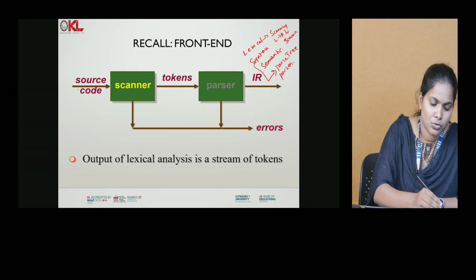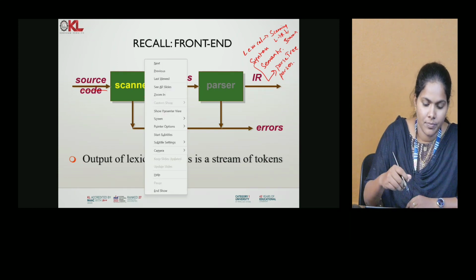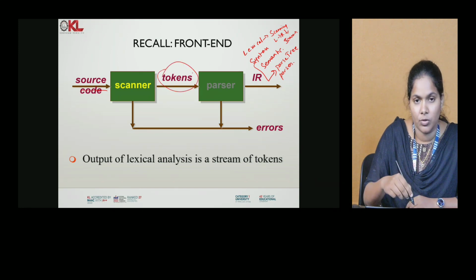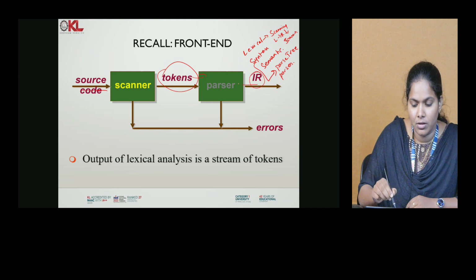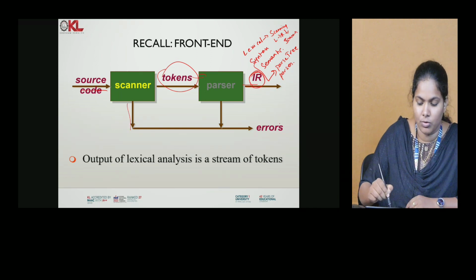So the source code goes to the lexical analysis phase, which is the scanner. The scanner will generate the tokens. The tokens will be the input to the parser. The parser will generate the output that goes to intermediate code generation. If any errors are there, they will be reported.